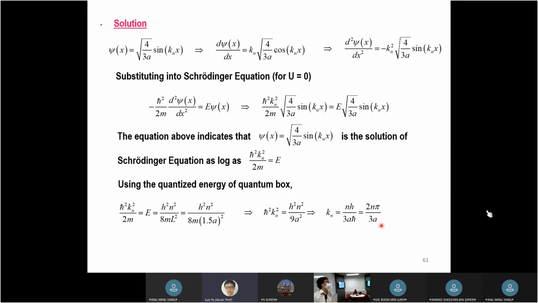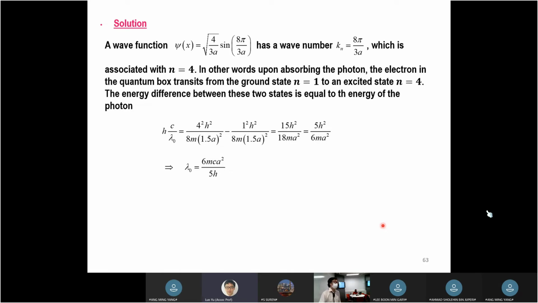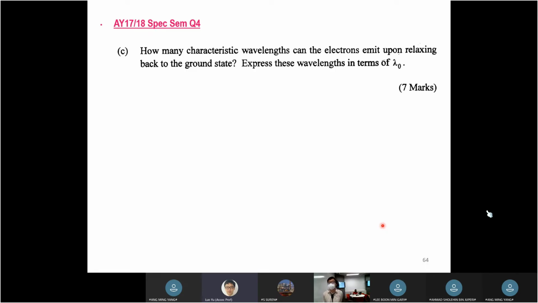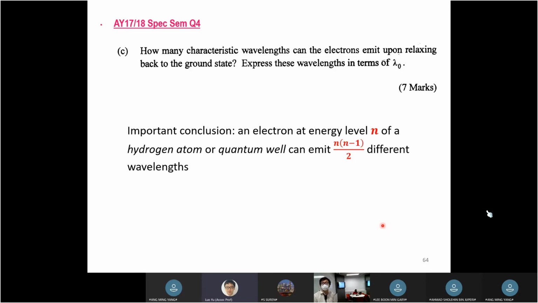With the previous one, you get the quantum number n. Once this is given, maybe I can also ask you to sketch, for example, the corresponding wave function. So in this case, you have to draw 4 patterns. Then the last part, I want to know how many characteristic wavelengths the electron can emit upon relaxing back from the excited states, and then express these wavelengths in terms of lambda naught.